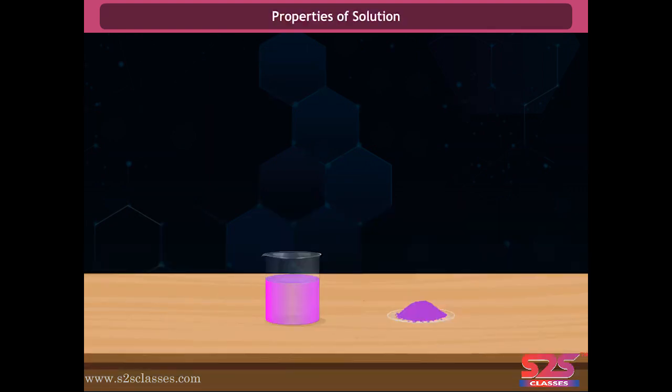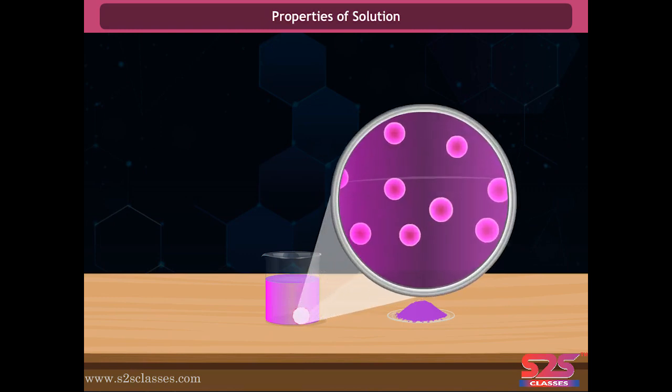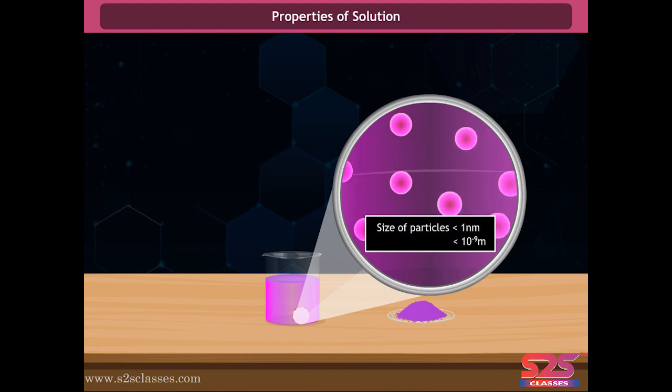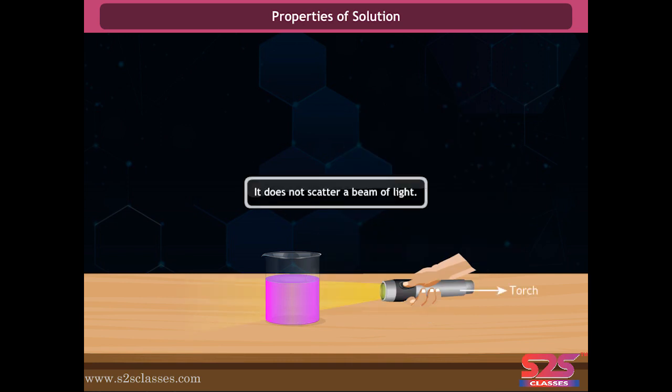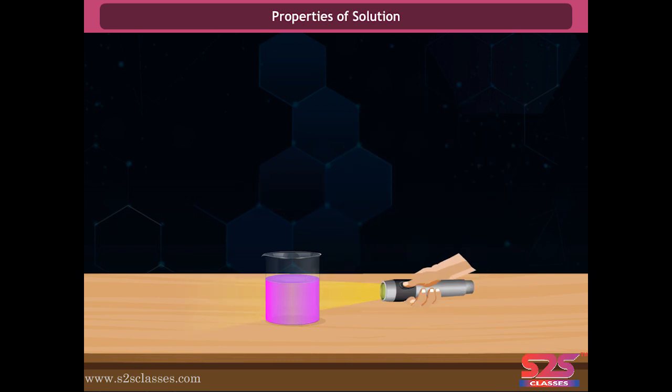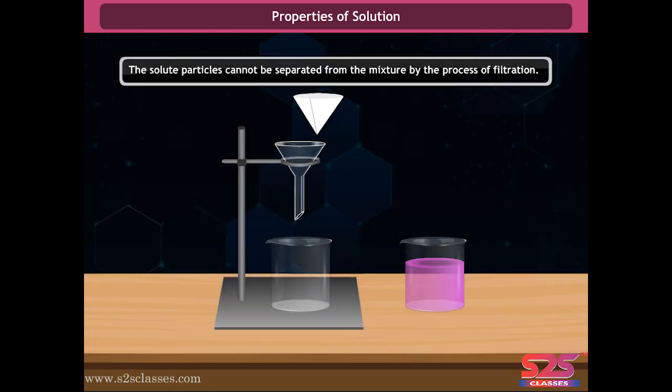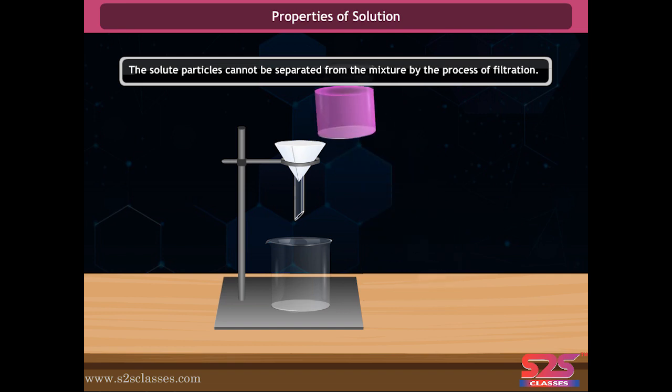Properties of solution. A solution is a homogeneous mixture. The particles of a solution are smaller than 1 nanometer in diameter, so they cannot be seen by the naked eye. Because of very small particle size, they do not scatter a beam of light passing through the solution. So the path of the light is not visible in a solution. The solute particles cannot be separated from the mixture by filtration. The solute particles do not settle down when left undisturbed. That is, a solution is stable.